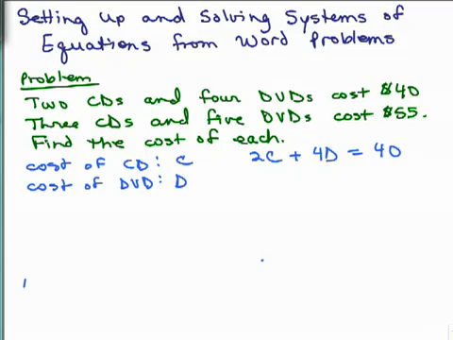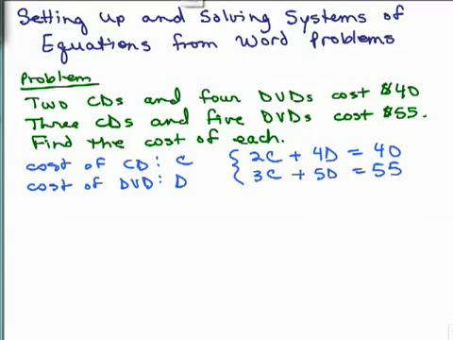What else does it say? 3 CDs and 5 DVDs cost $55. So 3 CDs, each one costing C, that'll be 3C, plus add that to the cost of 5 DVDs, 5D, that would be $55. And there's your system right here. Now you can solve this system using substitution, or you can use the addition method. You could graph it, but that would be pretty difficult in this case. So usually substitution or addition would be preferred.